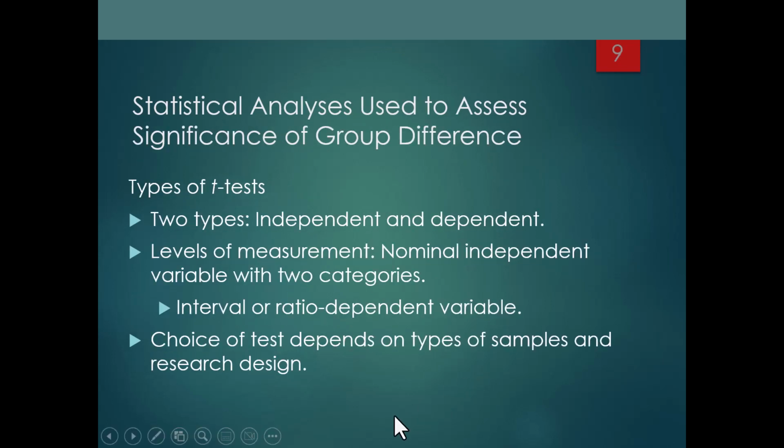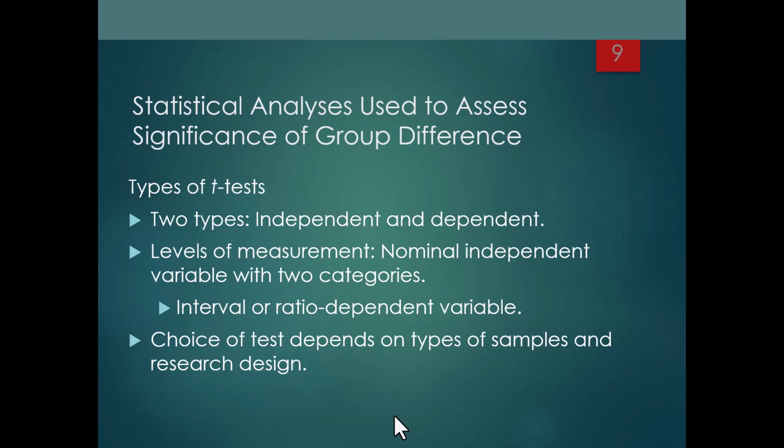All right, the next test is the t-test. There are 2 types, your independent and your dependent t-test. Both types are appropriate when your independent variable is nominal with 2 categories. That means, for example, if you have gender, male and female, that's nominal. And then your dependent variable is measured at the interval or ratio level.